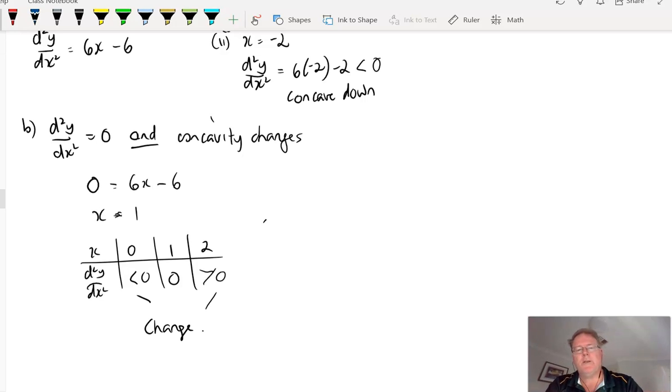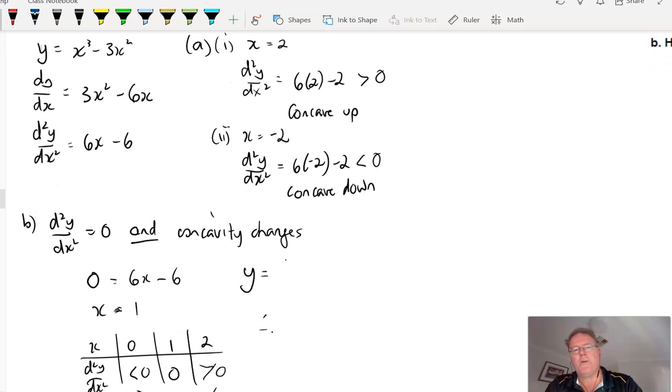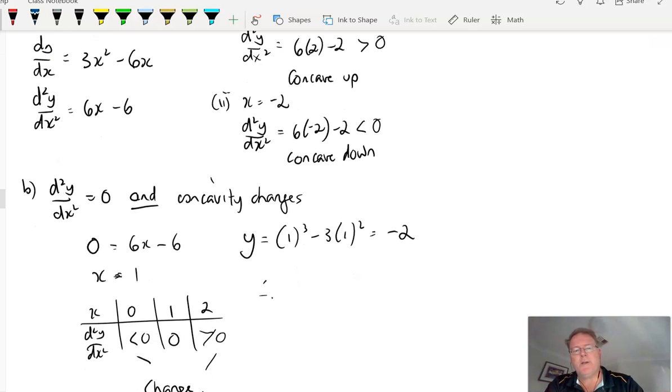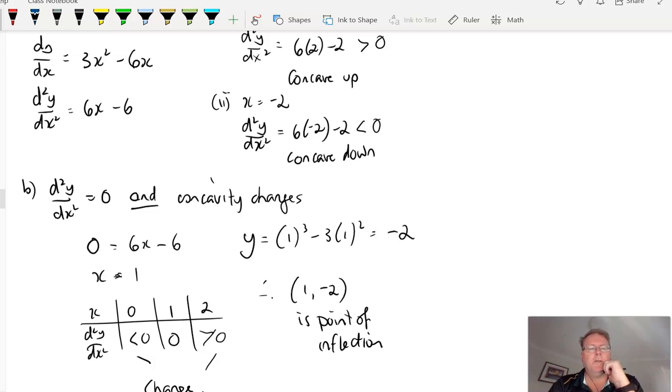It changes, so therefore, oh, and one more thing, we haven't actually found our y value. So we go back to our original function. It's going to be 1 cubed minus 3 lots of 1 squared, so 1 minus 3 is -2. Therefore the point (1, -2) is the point of inflection. So that's our first example.